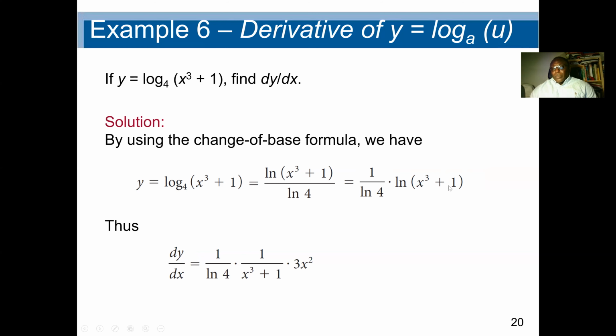So we leave this, we hold this constant value down. Then we find the derivative of the variable section, which is the x's. So this will give me 1 over x cubed plus 1 times 3x squared. So we get 1 over x cubed plus 1 times 3x squared. Then we can combine our solution to be 3x squared over x cubed plus 1 times natural log 4.